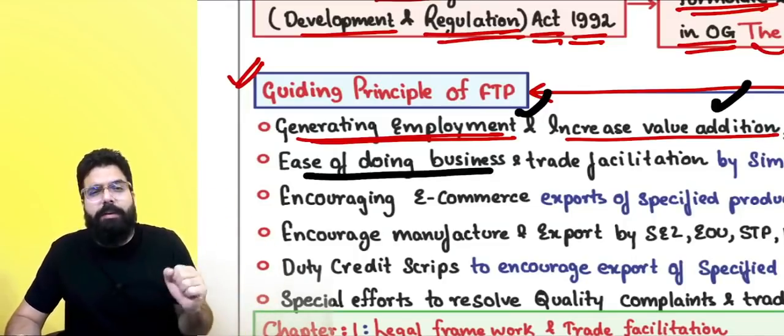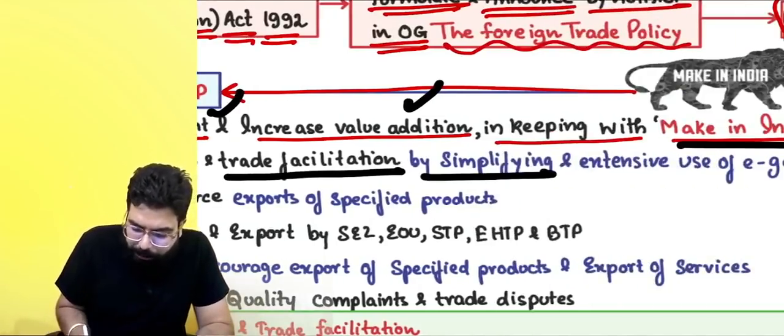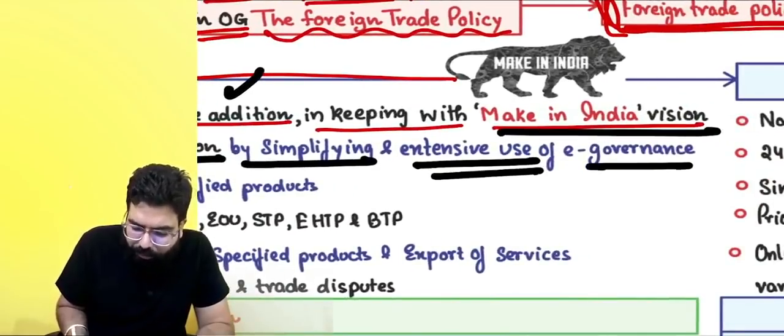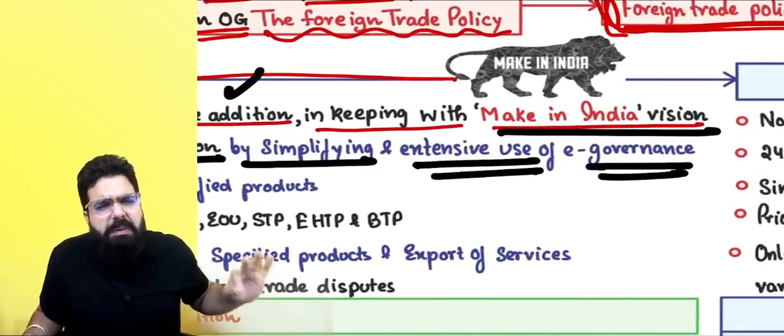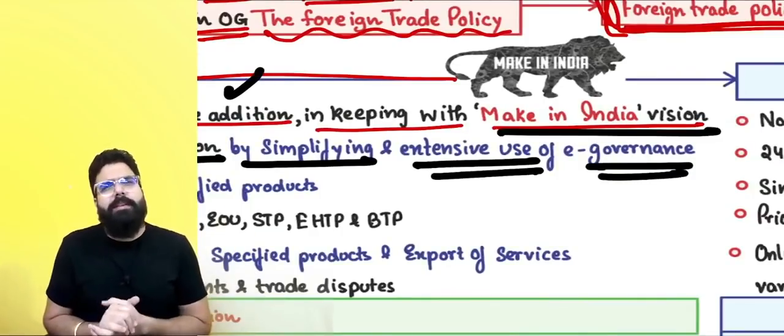His objective also is ease of doing business, and trade facilitation by simplifying and making extensive use of e-governance. They are telling, sir, we will use e-governance. We will do customs clearances online.